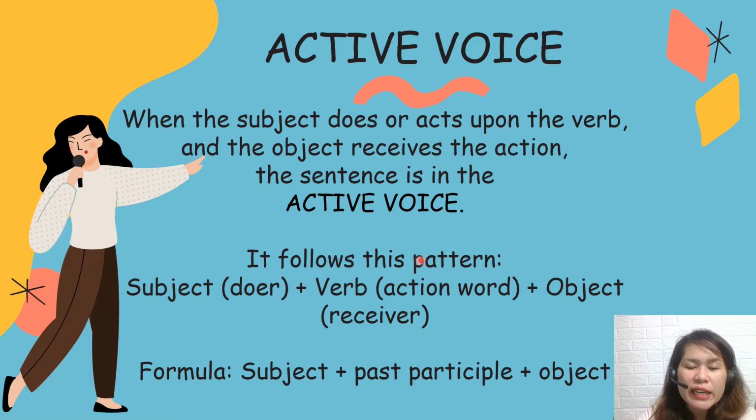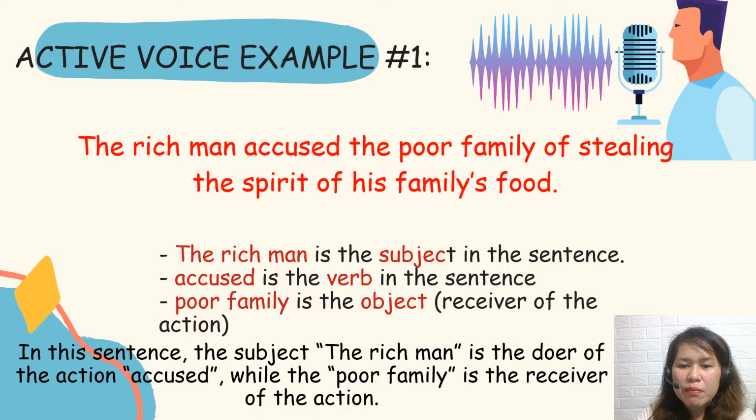And meron ditong ibinigay na pattern. Let's have this pattern. Una daw po ay subject. Yan ang pattern natin. And then the verb or the action word. And then the object or the receiver. So, kapag ganito ang ating pattern, it is in active voice. Ang formula naman natin for further clue: subject plus the past participle verb and then the object. Okay, para mas ma-explain natin yan, magbigay tayo ng ilang example.